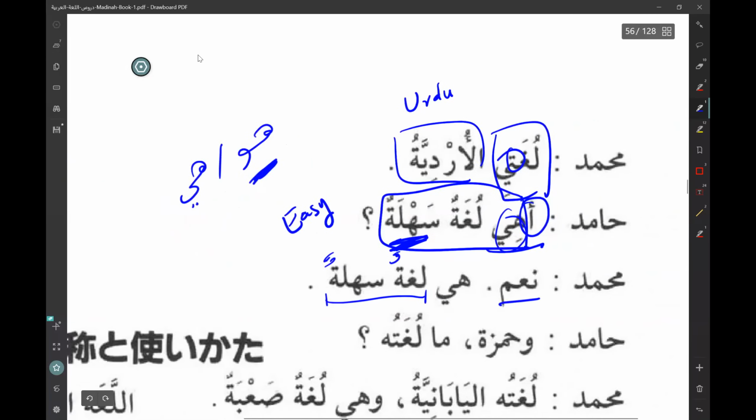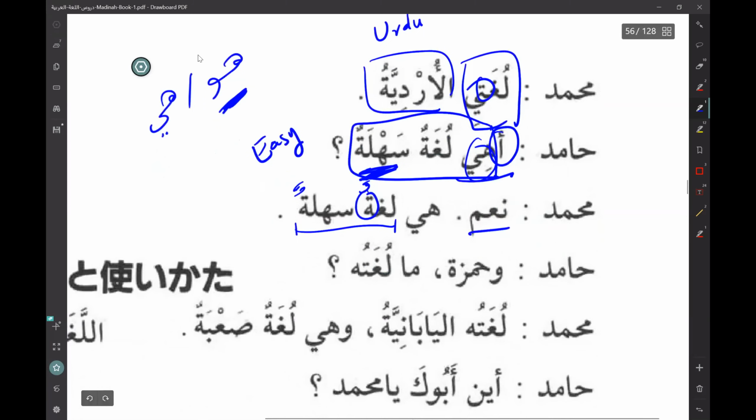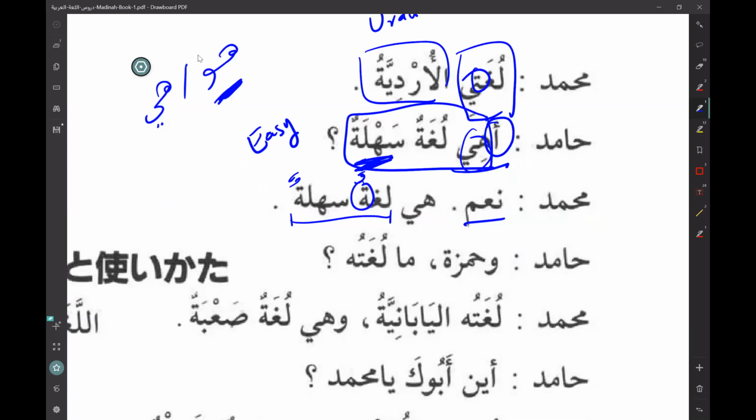So why are you adding tamarbuta? Because it's an adjective, you have to match the gender. So you have to match gender, and that's how we know it is an adjective. If it was sahlun here, then it is not an adjective. It's probably saying something else. Okay, yes, it is an easy language.